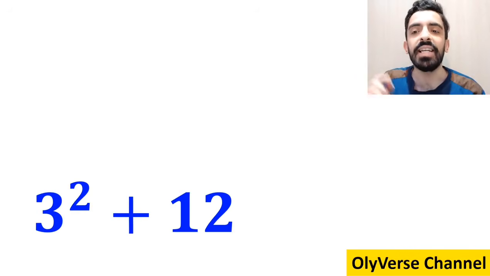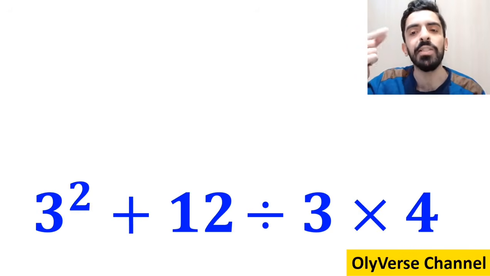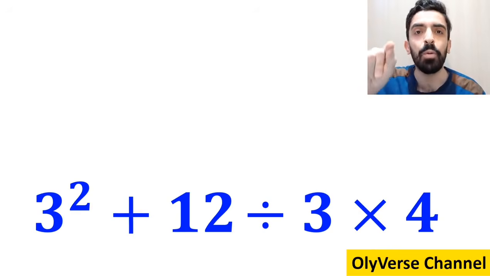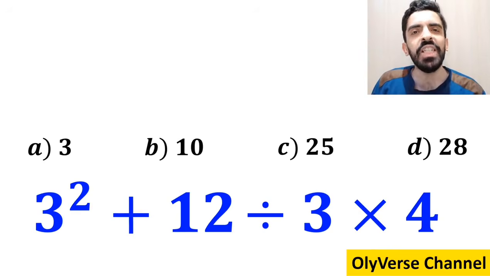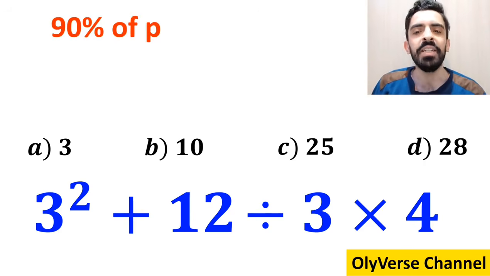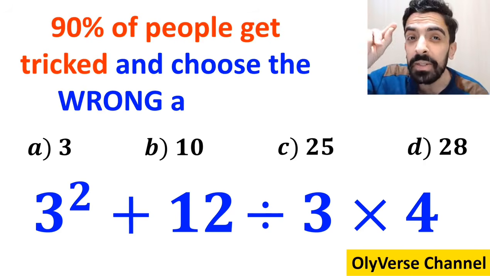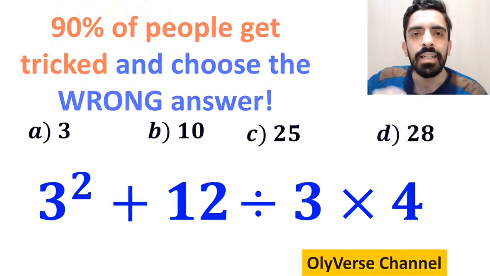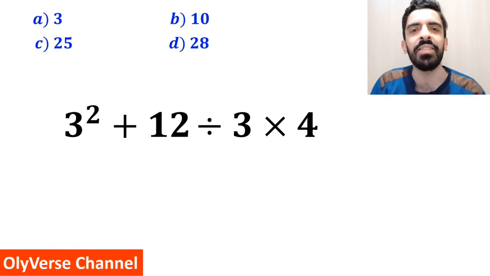What is the value of the expression 3 squared plus 12 divided by 3 multiplied by 4? Which option do you think is the correct answer to this question? 90% of people get to read and choose the wrong answer. Let's go step by step and solve it together.